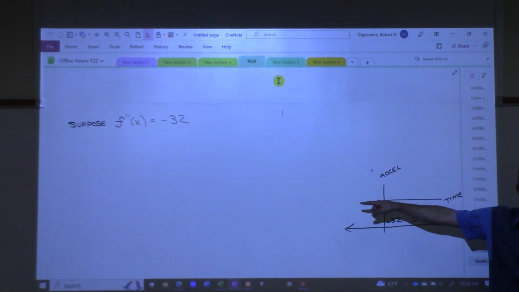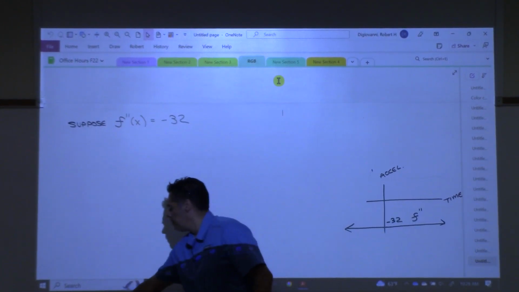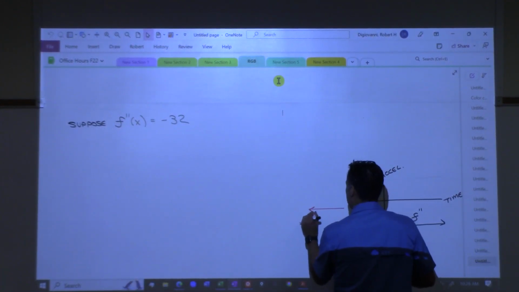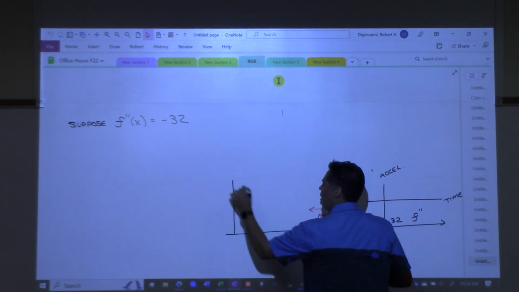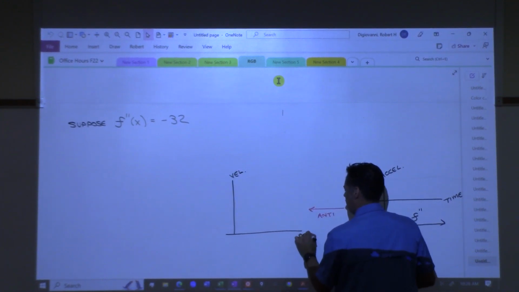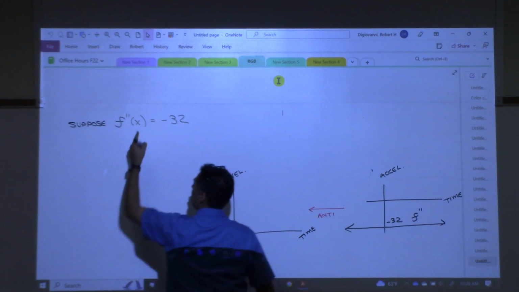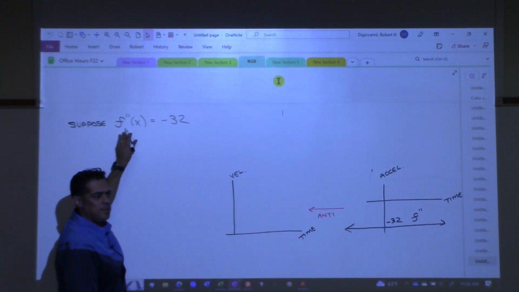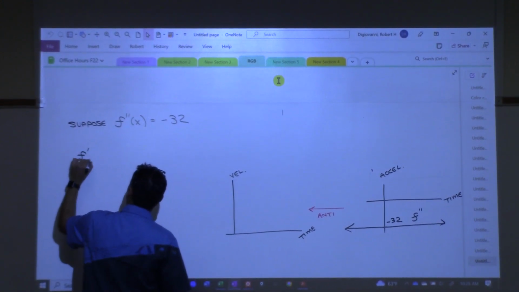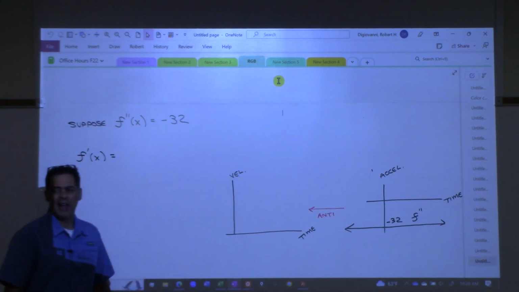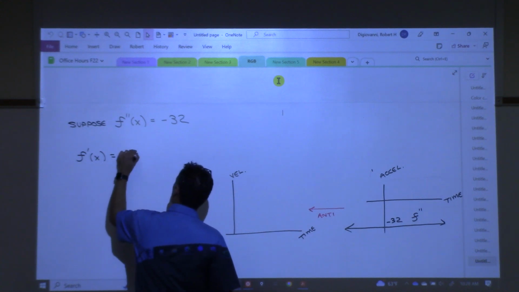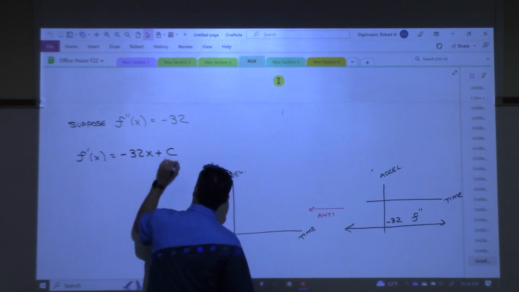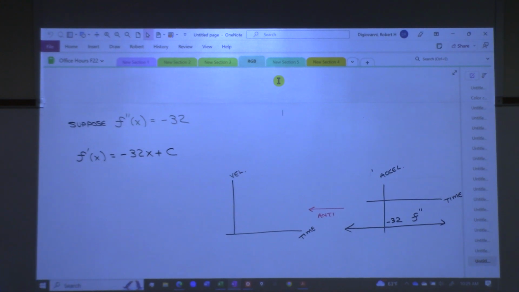Let's first go back to the velocity function. So that's your acceleration. Let's go back. So let's take the antiderivative, and that should give us our velocity function. Okay, can you tell me what the antiderivative of this would be? Wouldn't the antiderivative of this be f prime? Think about it, right? If this is f double prime, then f prime would be, well, what's the antiderivative of negative 32? Negative 32x plus c, right? Negative 32x plus c.